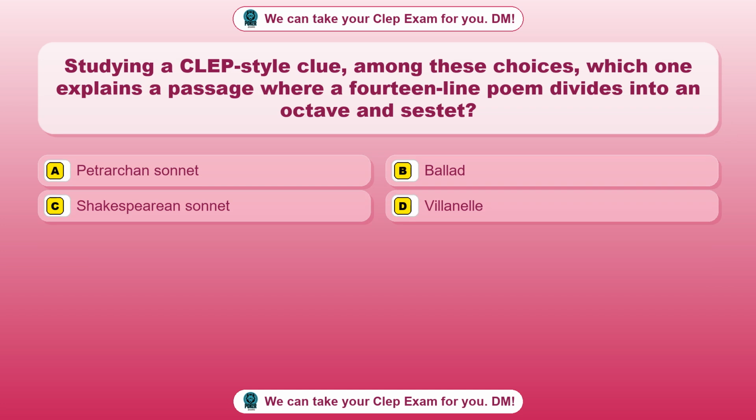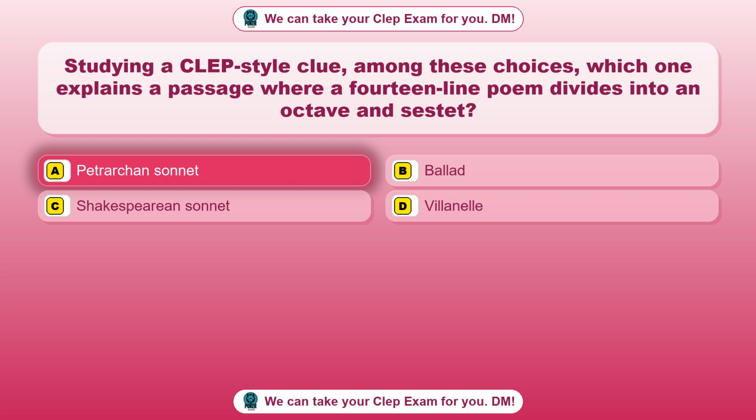Question 97. Studying a CLEP-style clue among these choices, which one explains a passage where a 14-line poem divides into an octave and sestet? Option A. Petrarchan sonnet. Option B. Ballad. Option C. Shakespearean sonnet. Option D. Villanelle. The correct answer is option A.